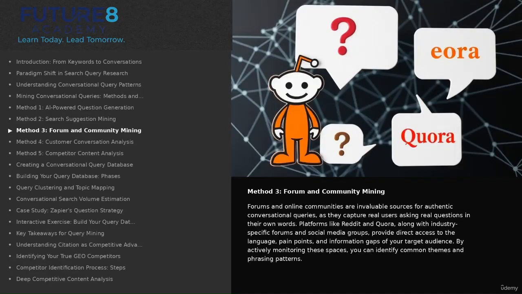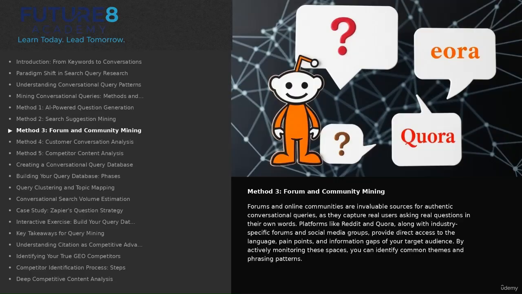Method 3. Forum and community mining. Forums and online communities are invaluable sources for authentic conversational queries, as they capture real users asking real questions in their own words. Platforms like Reddit and Quora, along with industry-specific forums and social media groups, provide direct access to the language, pain points, and information gaps of your target audience.